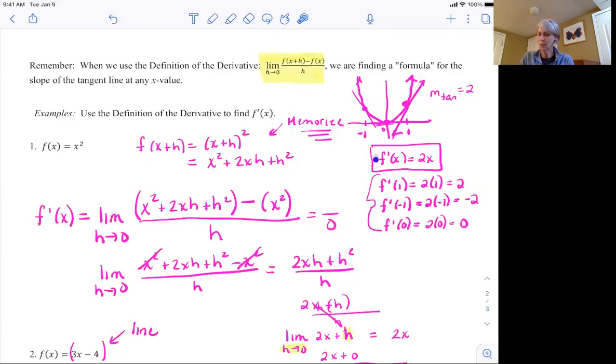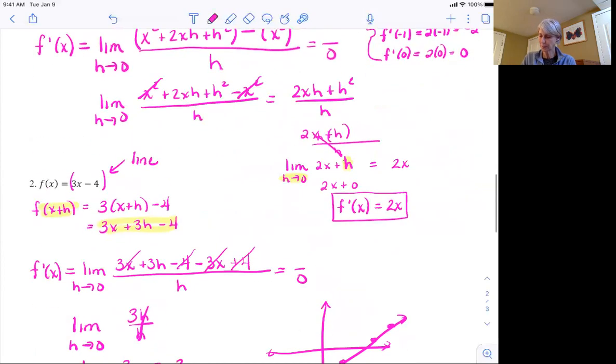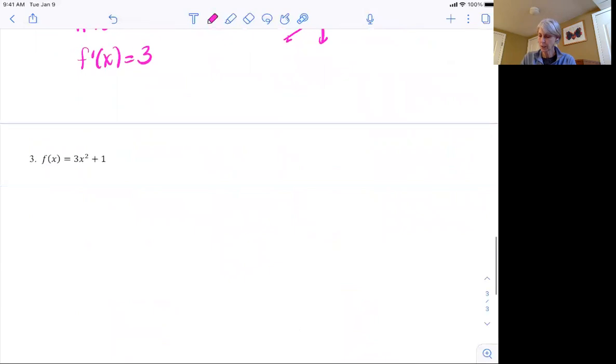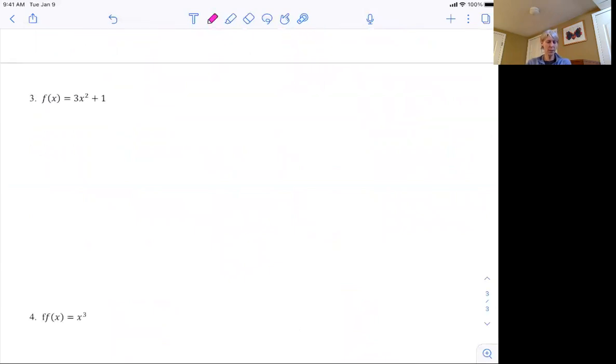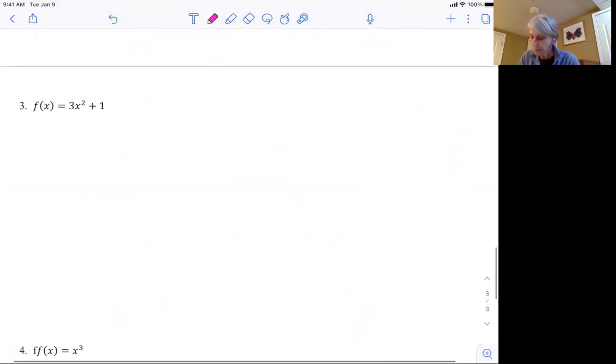That's why we use that rule, that formula. Okay, let's go back to another parabola. F of x equals 3x squared plus 1. We're always going to be starting, when we're using the definition of the derivative, by having to set up that x plus h portion, so we might as well get it in the very beginning.